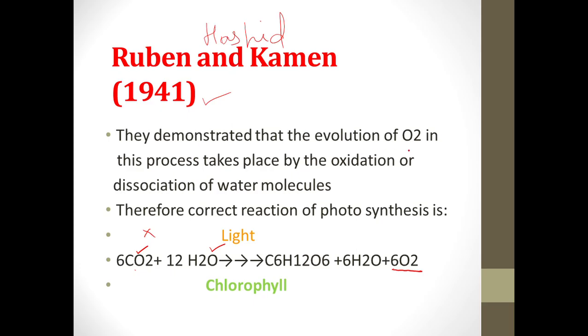They demonstrated that the evolution of O2 in this process takes place by the oxidation, the dissociation of water molecules. Means this is coming from the water molecules. Therefore, the correct reaction of photosynthesis is this. So this is the correct equation for photosynthesis. 6 moles of carbon dioxide, 12 molecules of water, and 1 molecule of glucose, and they are giving 6 molecules of water as it is and 6 molecules of oxygen. So this is the correct equation of photosynthesis.